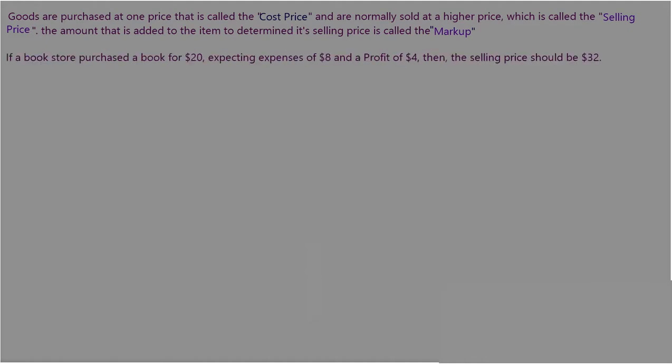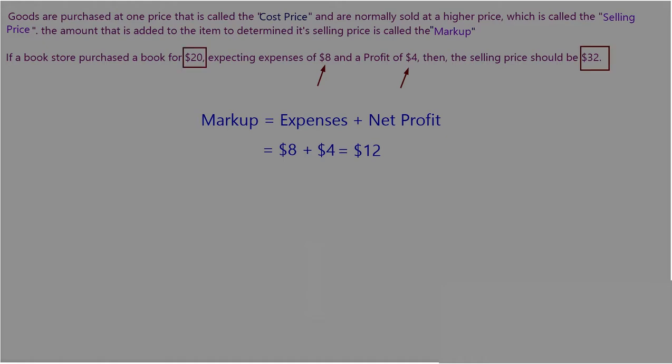So for example, if a store purchased a book for $20 and expects expenses of $8 and a profit of $4, then adding $8 plus $4 would give us a markup of $12. Since we already know the selling price to be $32 and the cost price to be $20, we could also subtract the cost price from the selling price in order to get the markup.